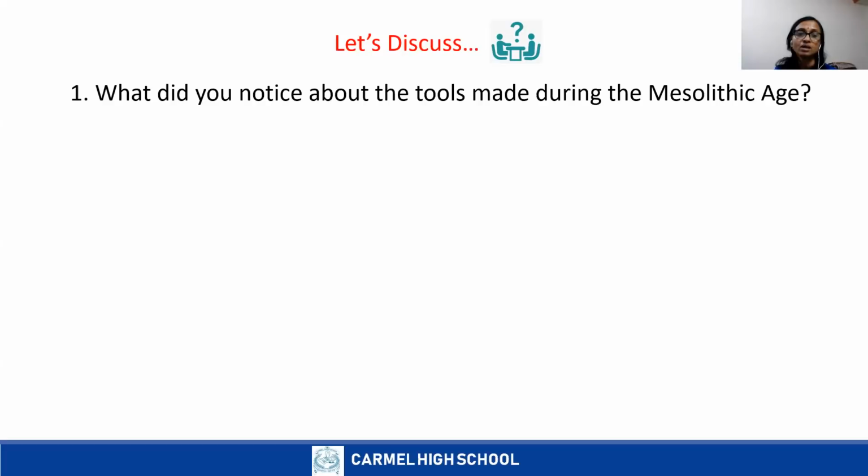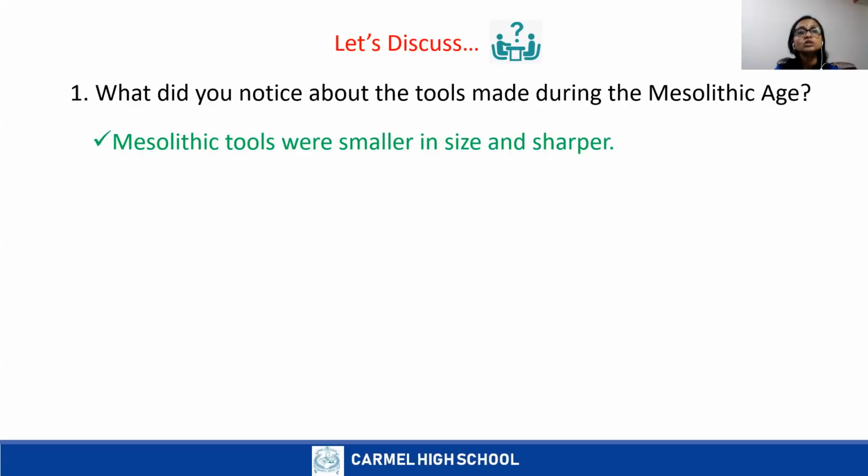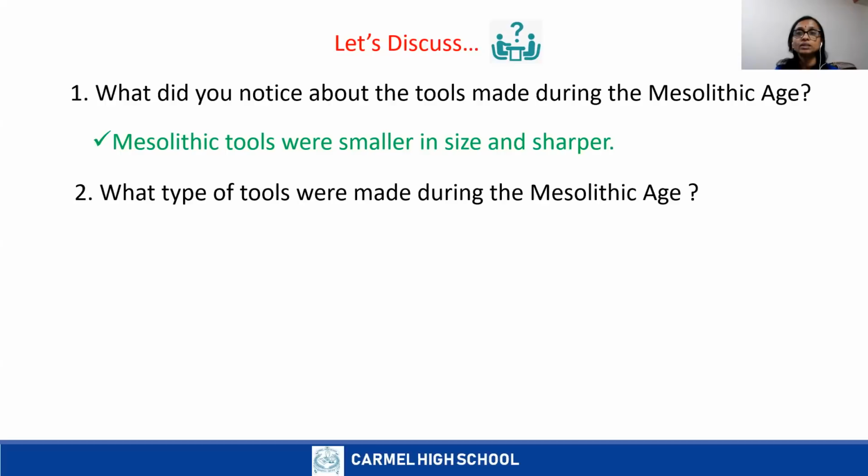And we know that they had geometrical shapes. So let us see the answer. You can read the answer, children. Mesolithic tools were smaller in size and sharper. Correct. Now, next question. What type of tools were made during the Mesolithic age?